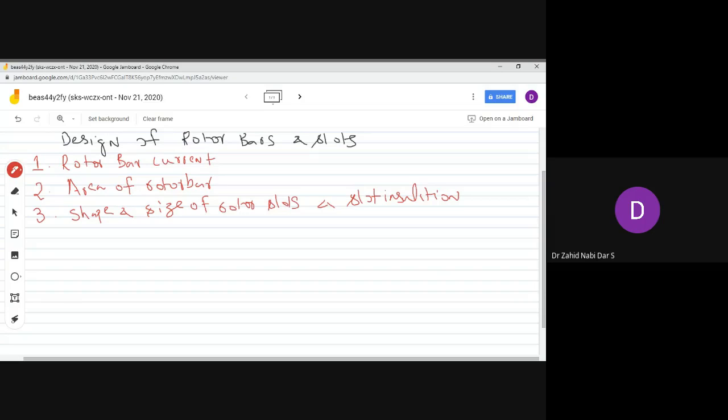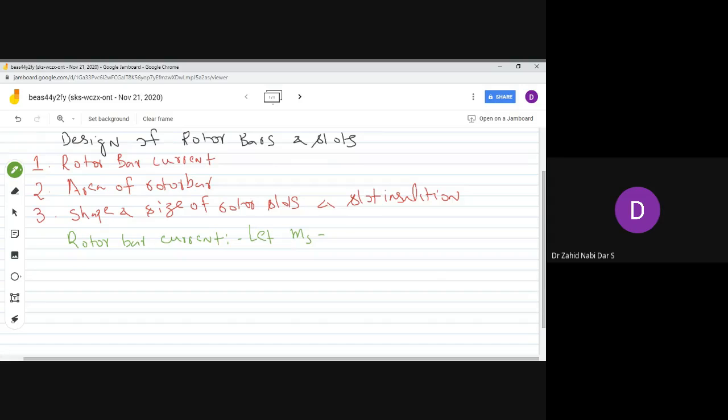rotor bar current. So when we are talking about the rotor bar current, how do we calculate the rotor bar current basically? So before going to the rotor bar current as such, let's assume certain factors.